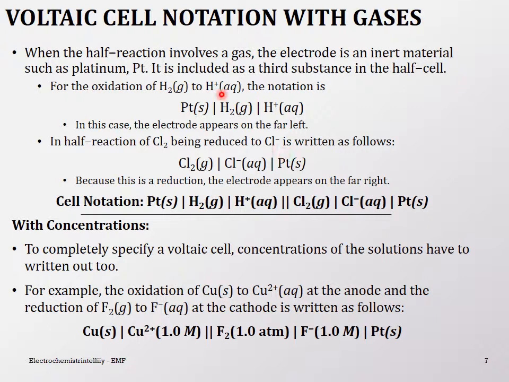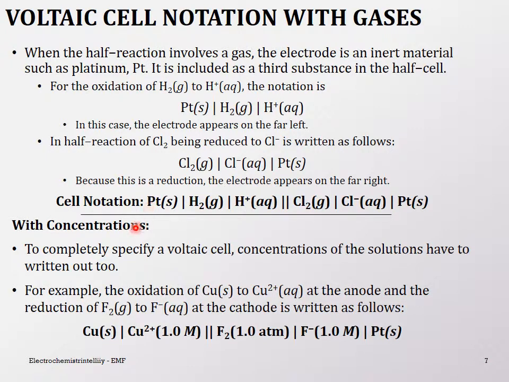If you were to combine those two to write a cell notation, this is what it would look like, where you have platinum with the hydrogen gas giving hydrogen ions. Here's your salt bridge, the chlorine gas to give chloride ions, and then all of that is on the platinum. Again, that's the electrode, which is solid. So that's how you would write it out when you have gases. With gases, you have to have an electrode, usually platinum.